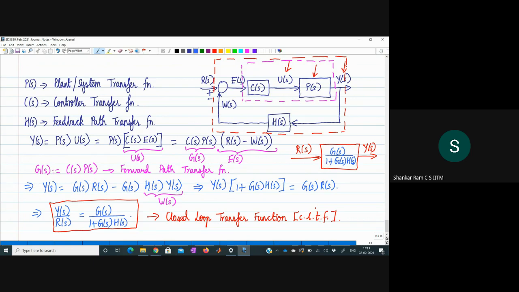Okay, so I hope it's clear why it is called the closed loop transfer function. So consequently, if you draw a complete block around this closed loop system, this is what is called the closed loop transfer function. All right. Okay. So I hope it is clear why it's called a closed loop transfer function.